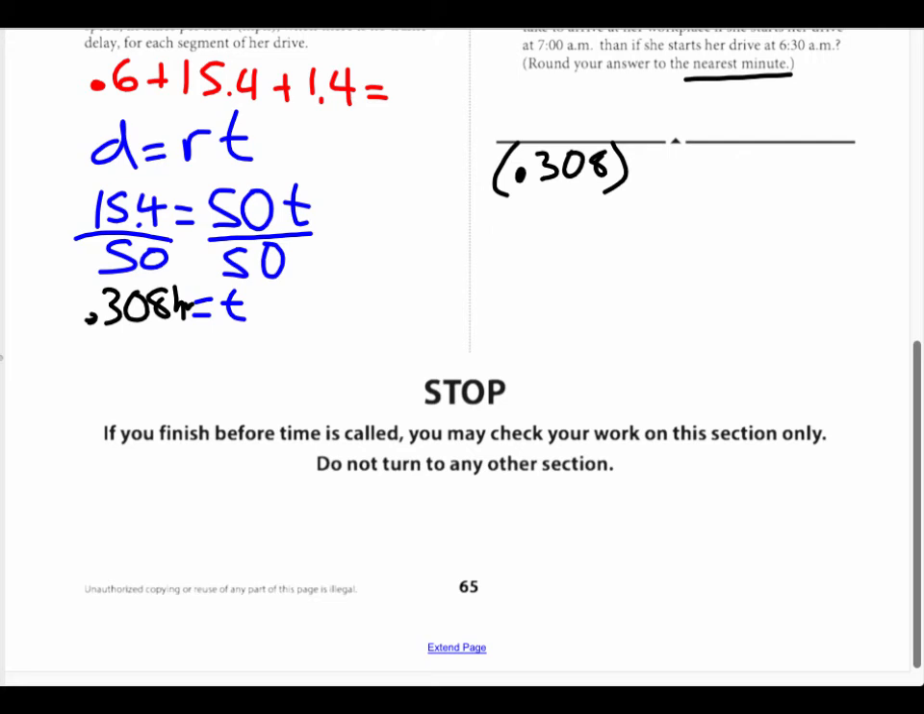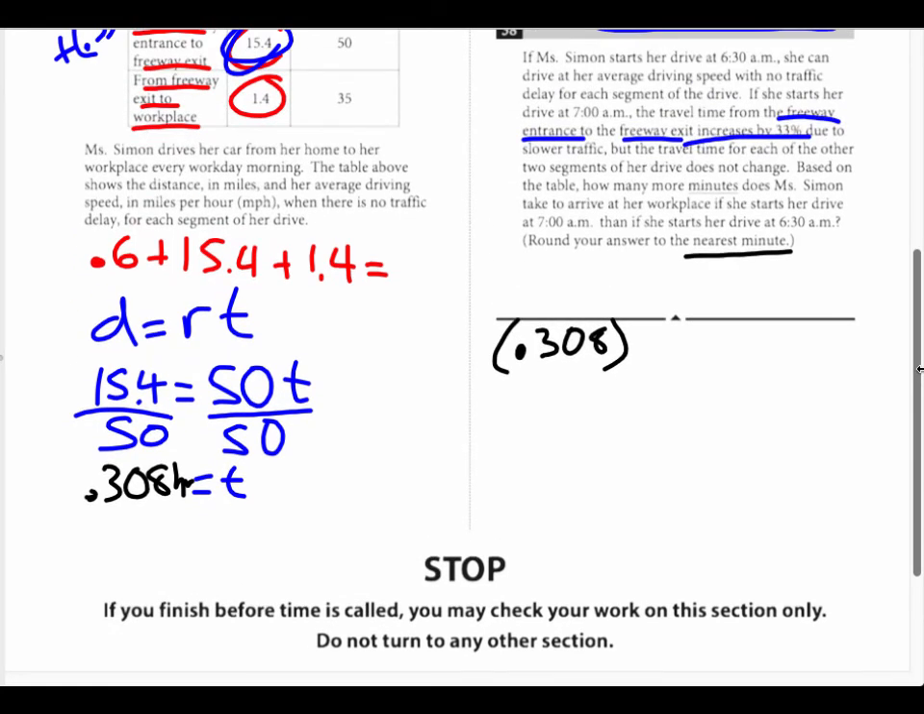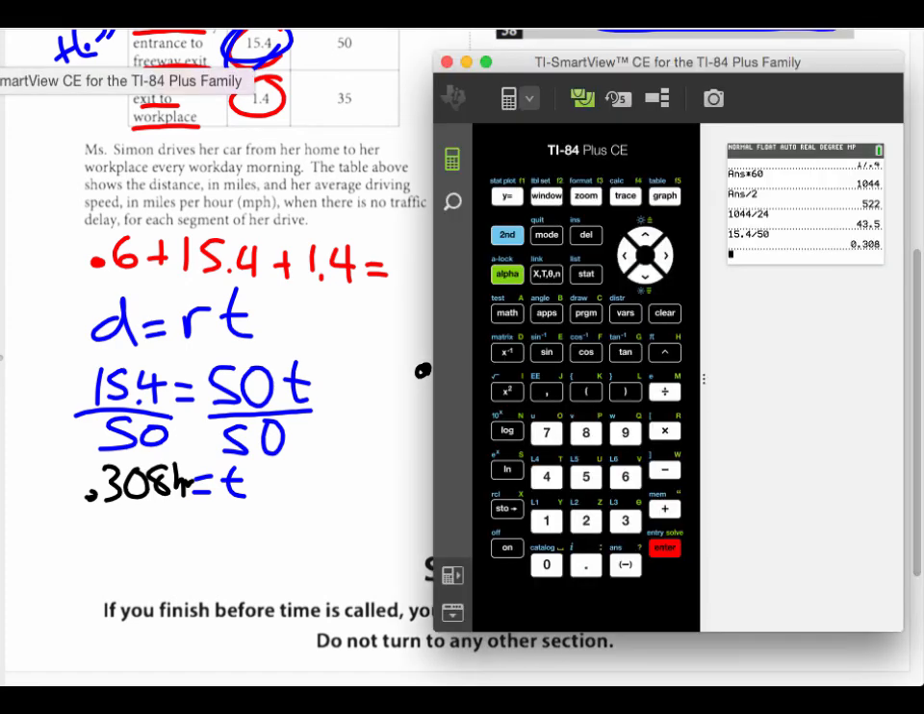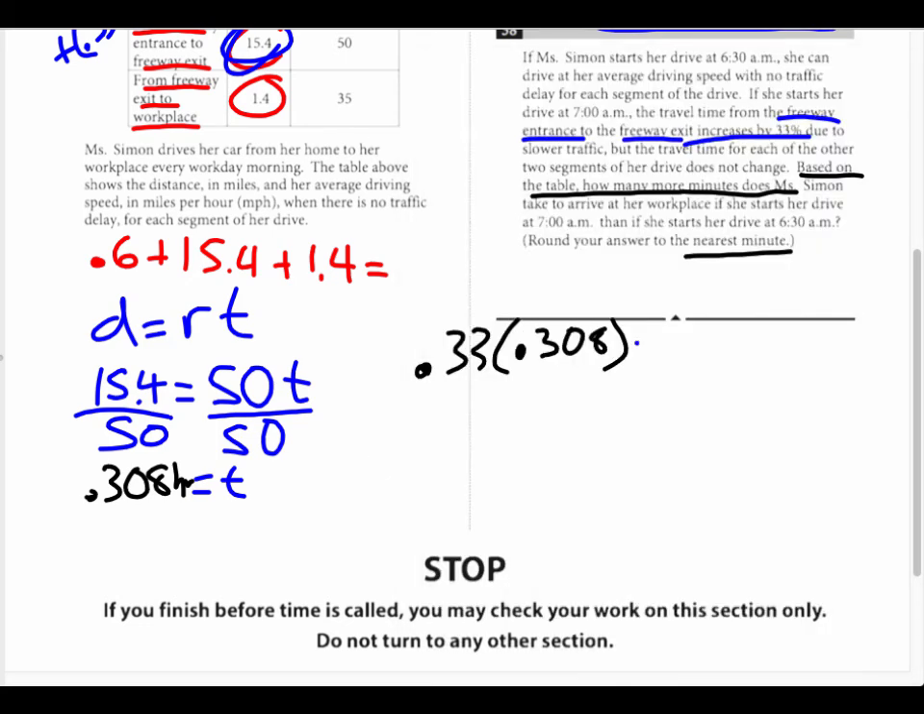No, because the question specifically asks, based on the table, how many more minutes does Miss Simon take to arrive? So the increase is 33%. Everything else stays the same. So I'm just going to say 0.33 times this 0.308. So I'll pull my calculator up. It should still be on there. So I'm just going to multiply that bad boy by 0.33. All right, now that's in hours, right? So it's 101.64, so this ends up becoming 0.10164, but that's in hours, and they want to know minutes.